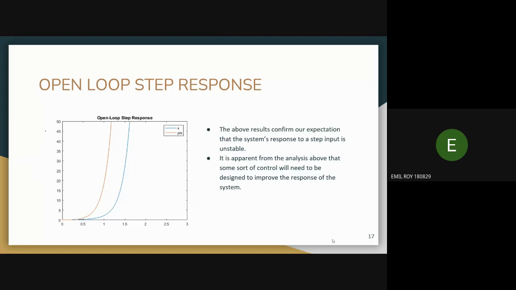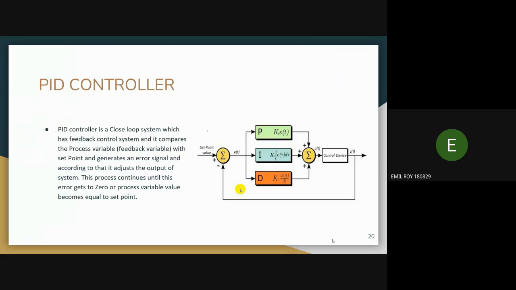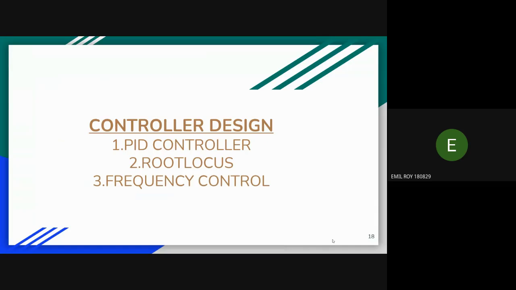Myself, Emil Roy. I'm going to take one of the topics of the project, that is the controlling part. From the modeling and analysis, we set up a base that the modeling is done using the transfer function, and from the analysis we got that the system is unstable. So to make it stable, we need a controller. There are three controllers that we are going to introduce: PID control, root locus control, and frequency response controller. Here I am going to explain the first two, PID and root locus controllers.